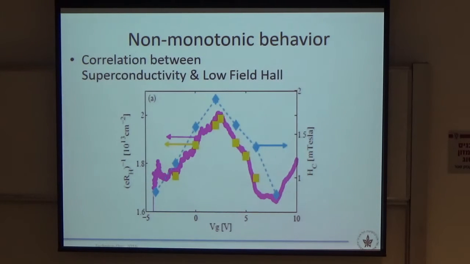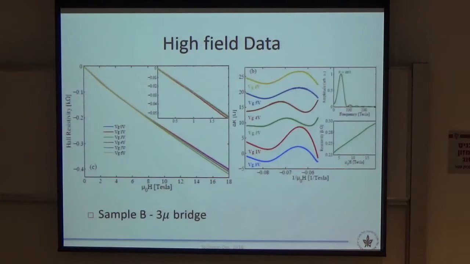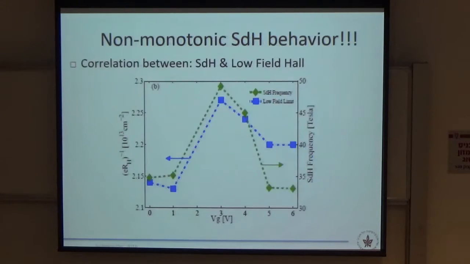But Hall can tell you nothing because, as you saw before, carrier concentration extracted from Hall is very different from Shubnikov–de Haas. Okay, so we looked at this Shubnikov–de Haas at high field. It's not that high actually here, it's up to 18 Tesla, but it's low temperature, about a Kelvin. And now we can follow what's going on in Shubnikov–de Haas.